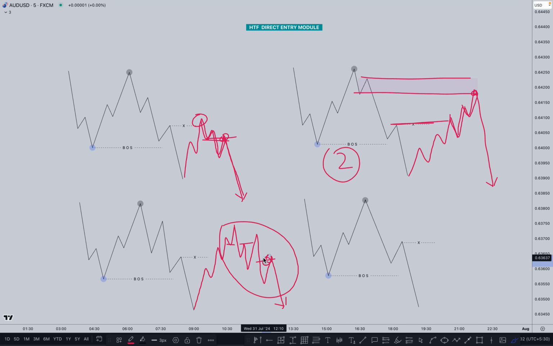And this direct entry is applicable in all higher time frames. Like if you are using 1 hour, 15 minute, 5 minute or 4 hour or daily, whatever time frame you are using, you can simply plan for this sell.